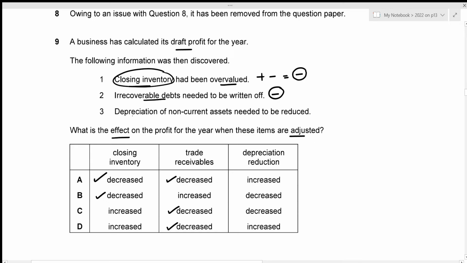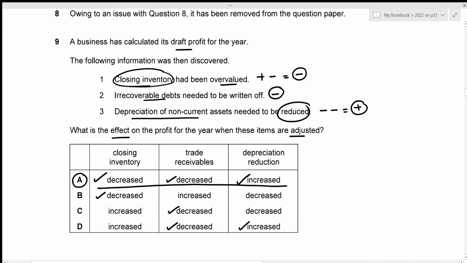Now the third one we have is depreciation of non-current assets that needed to be reduced. Remember that depreciation is treated as an expense, so that is a negative when trying to figure out our profit for the year. And this amount needs to be reduced, so that is again a negative. And two negatives results in a positive, which means that this error in the depreciation will now increase our profit for the year, which is given in option A and D. So the correct options for all three, closing inventory, trade receivables, and depreciation reduction, is given in option A. That will be our answer. This concludes question number 9.